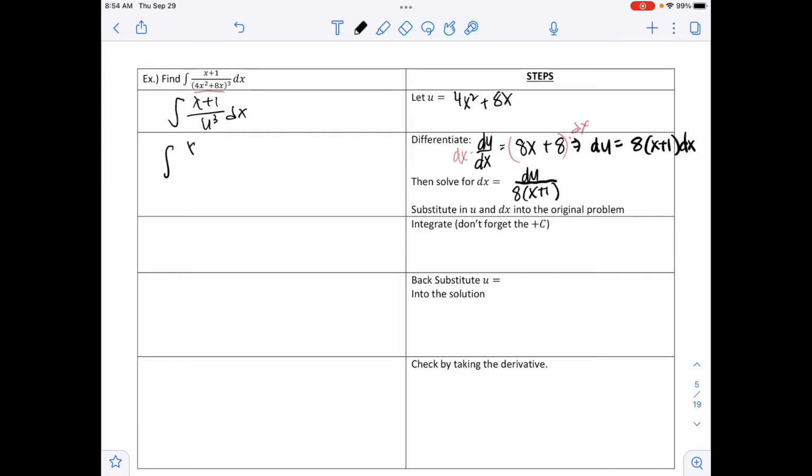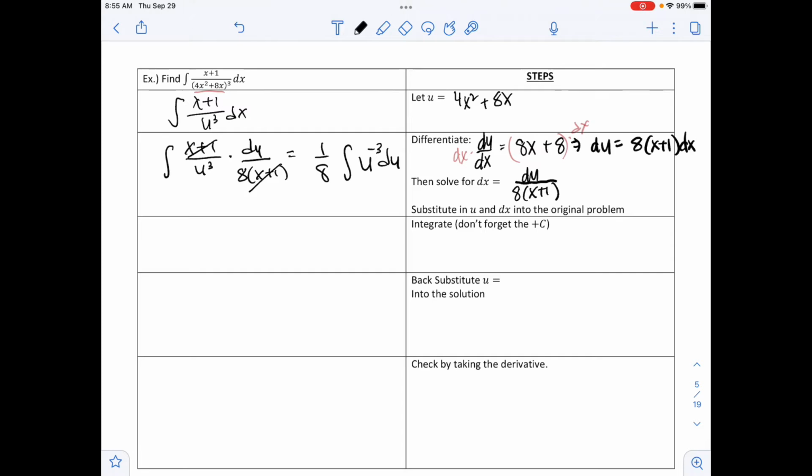And so now we have (x plus 1) over u cubed times, and instead of dx, I'm going to write du over 8(x plus 1). And again, you'll notice that this simplifies, and your x plus 1 factors are going to reduce out. The 1/8 that we have, you can pull out in front of your integral. It's just a constant. And I'm going to rewrite it as u to the negative third du. The big thing to note here is that we've removed all the x's, and our integral is now written just in terms of u.